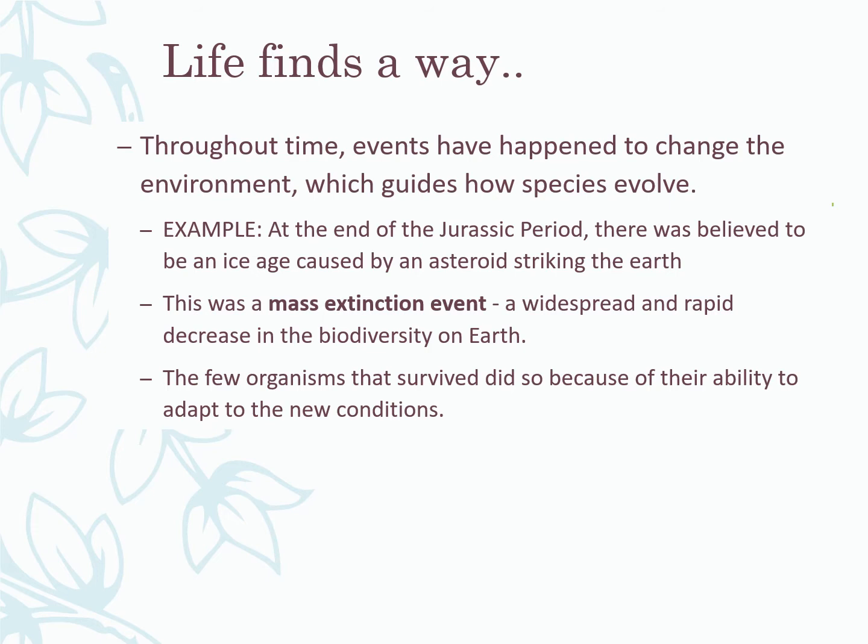An example would be at the end of the Jurassic period, when there is believed to have been an ice age caused by an asteroid striking the Earth. In theory, and evidence is pointing more and more to this, the asteroid caused massive tectonic plates to move when it impacted. And because the impact caused the tectonic plates to move, that caused volcanoes to erupt. And when volcanoes erupt, they put a lot of gas and a lot of ash into the atmosphere. Those gases and ashes blocked the sun, which ended up dropping the temperature of the planet.